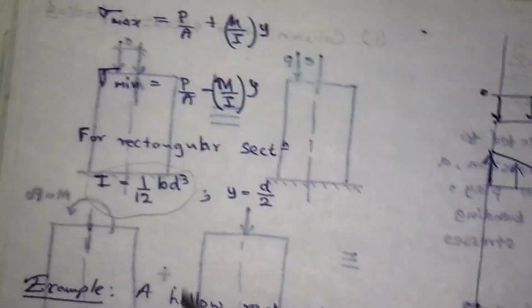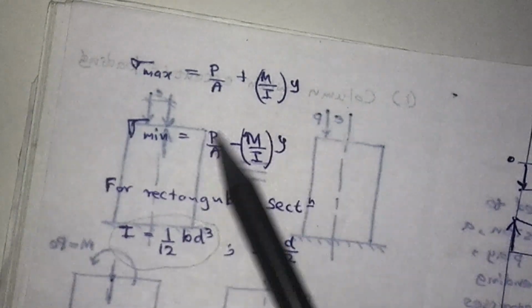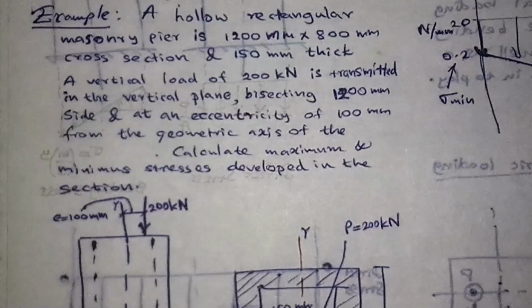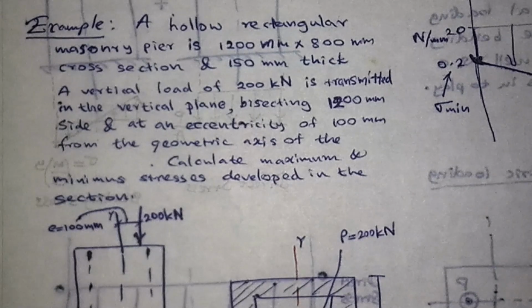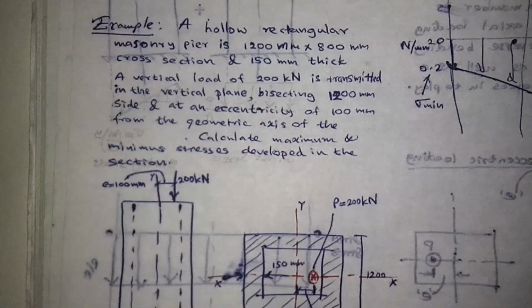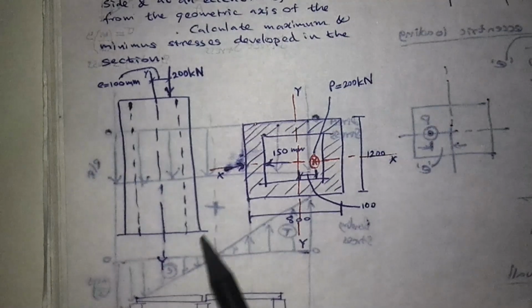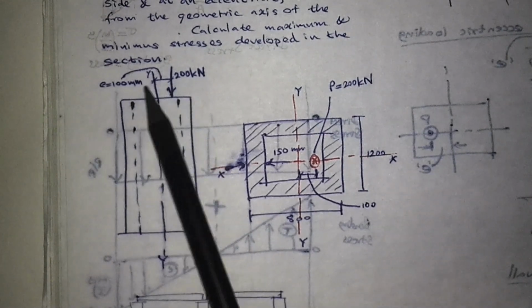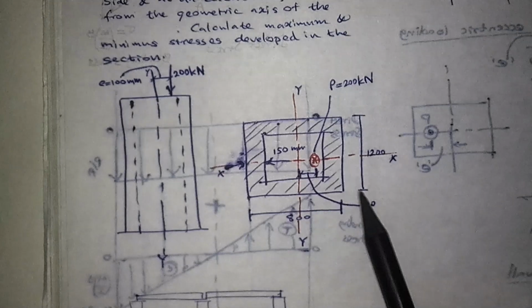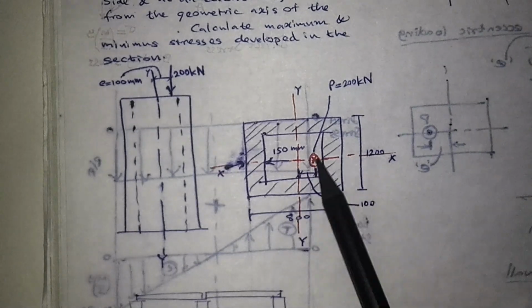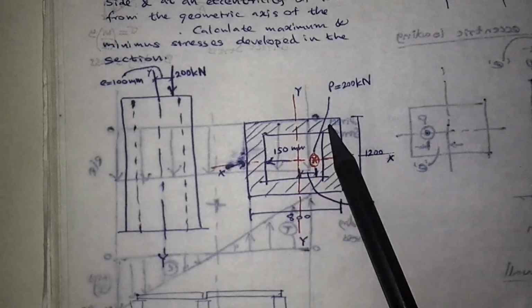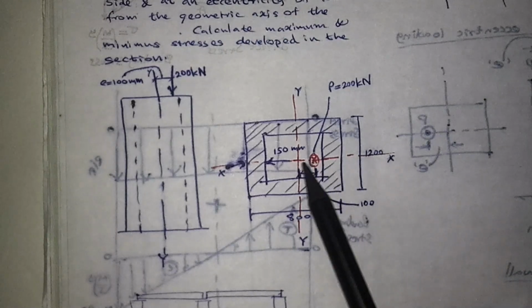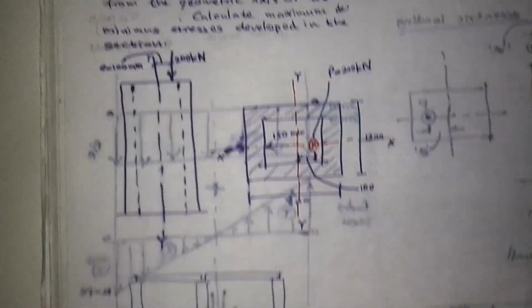We have these two equations for sigma max and sigma min, and we can use those for these calculations. I'll zoom out a bit so you can see clearly. This is the column, this is the 200 kilonewton load, and the load eccentricity is 100 mm. This is the center. In the plan view you have a hollow section here. This is the load, this is the eccentricity, and these are the dimensions.